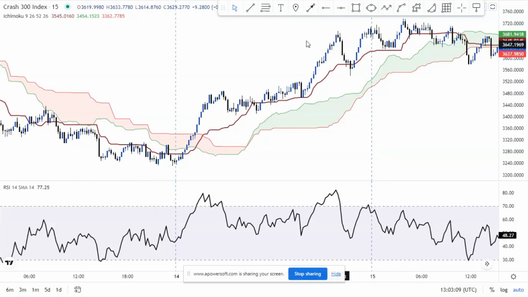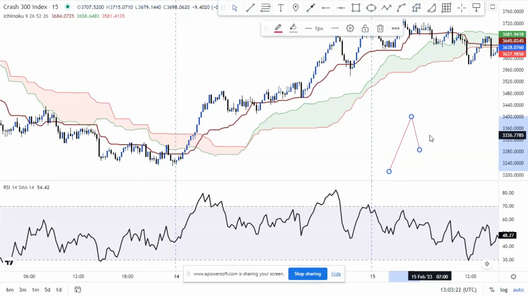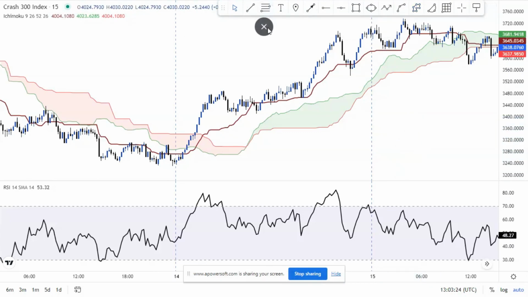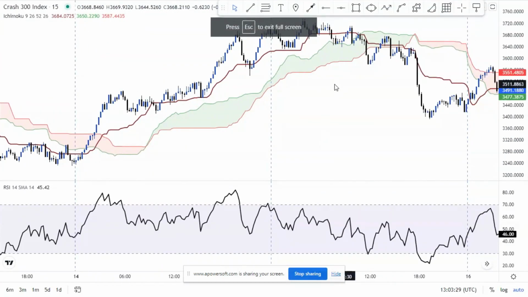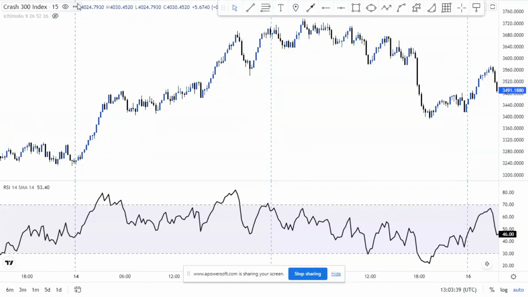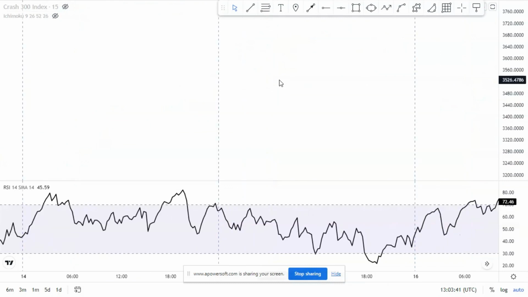Now, what is hidden divergence? It's like this. Let's say we can have the market making a high. Let me first turn off the chart here, so that I get free space to illustrate.